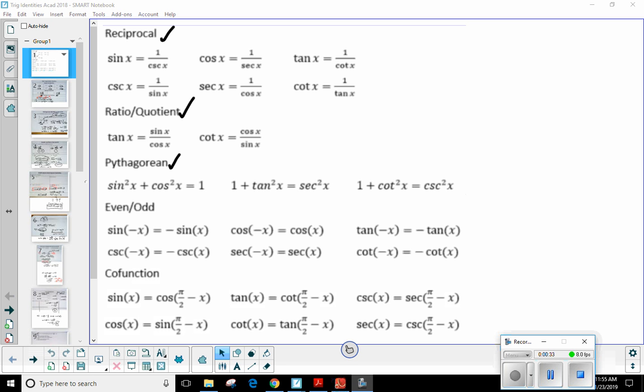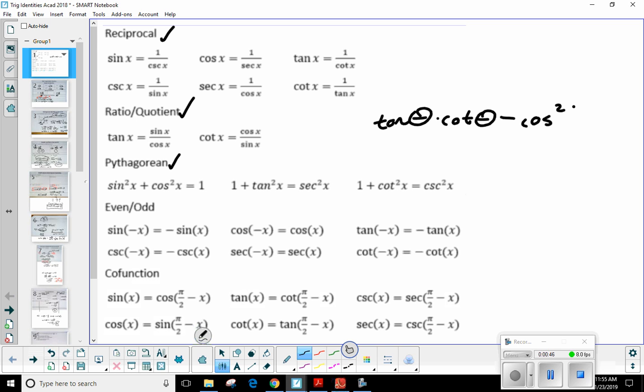But very quickly, last week on Friday, I did go ahead and assign this here. It was tangent of theta times cotangent of theta minus cosine squared of theta. I gave you this problem over the 3-day weekend to go ahead and simplify to one trig function. So if you were absent yesterday, please make sure to go ahead and turn that in so that I can get that taken care of.